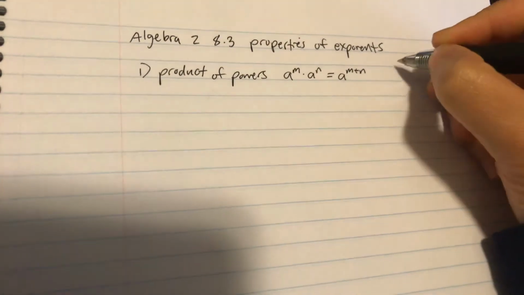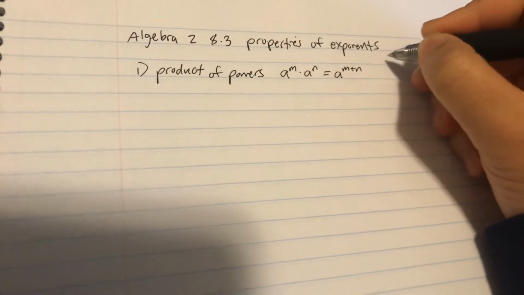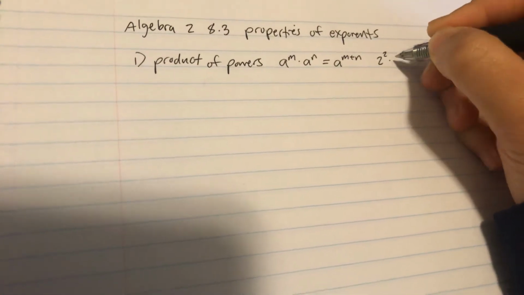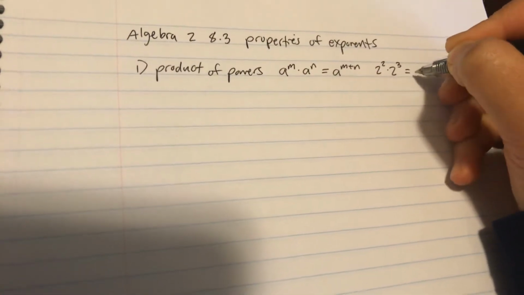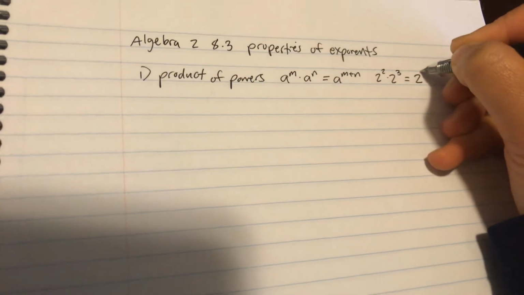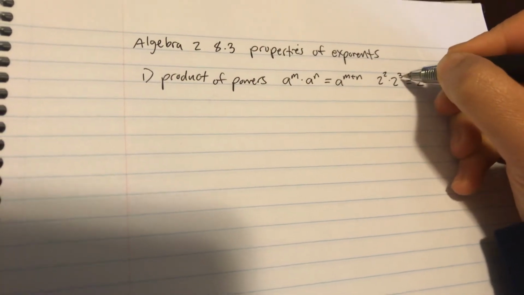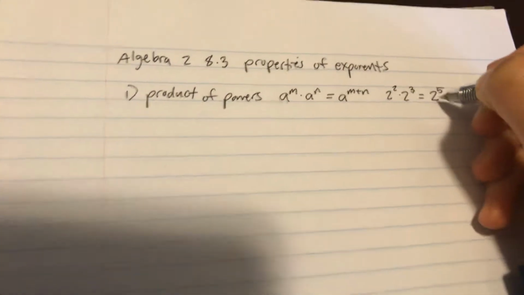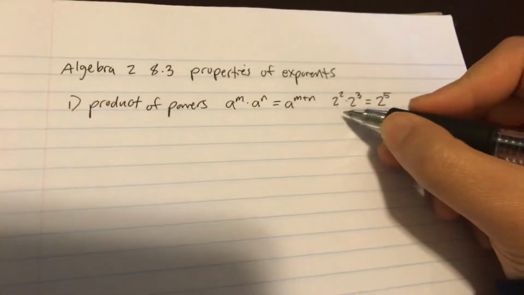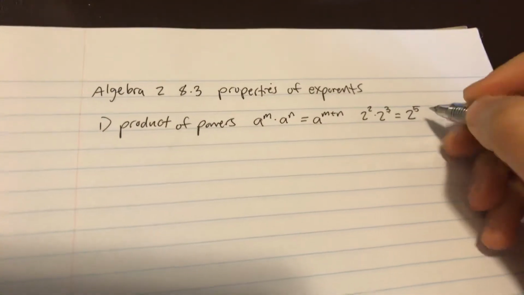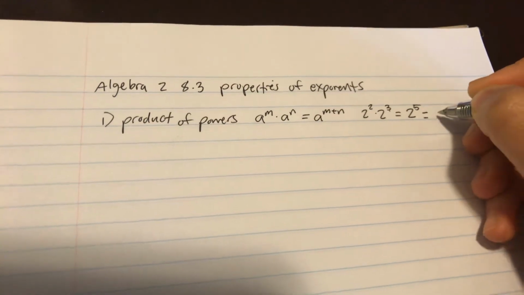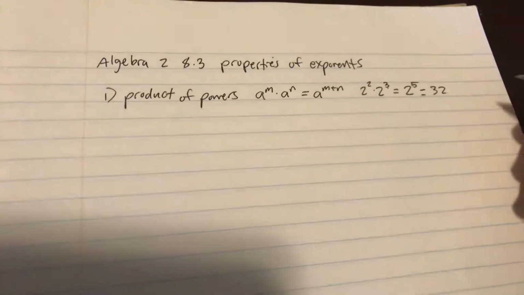So for example, let's say I've got 2 squared times 2 cubed, then the answer would be 2 to the 5th. Okay, a lot of people try to multiply these. Don't multiply them, you're going to add them. Okay, so 2 squared times 2 cubed is going to be 2 to the 5th. And of course, you can just type that into your calculator, you'd get 32.